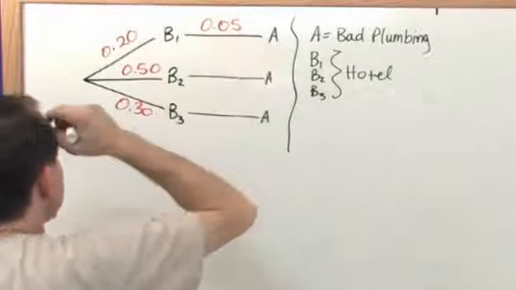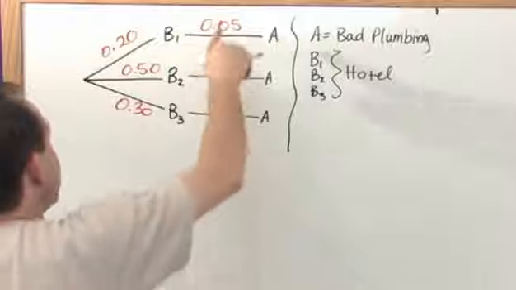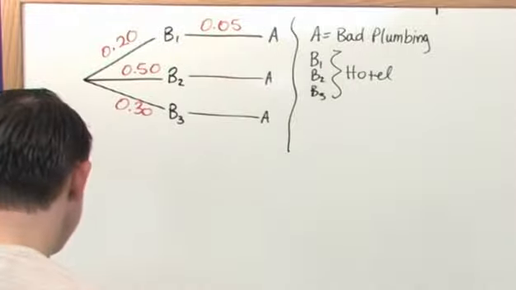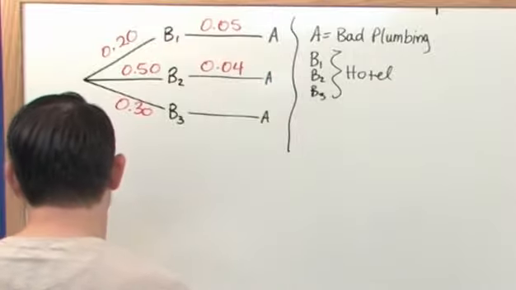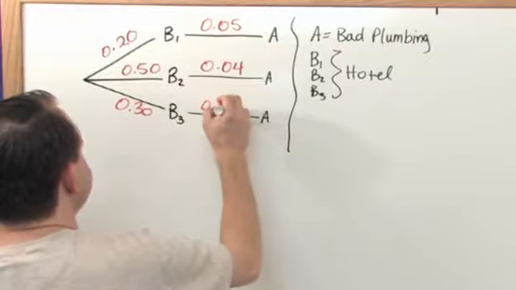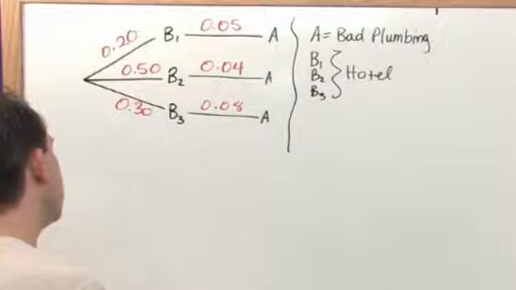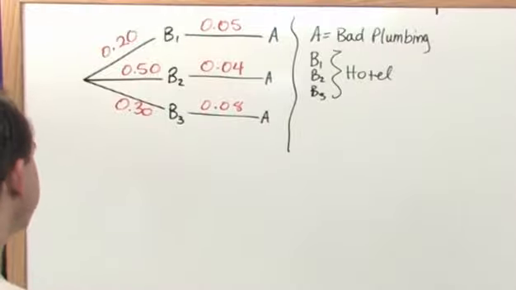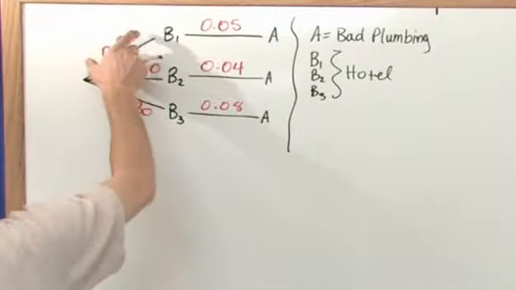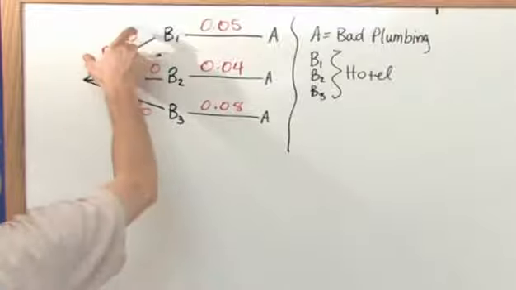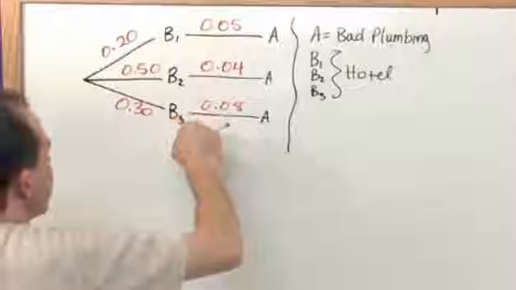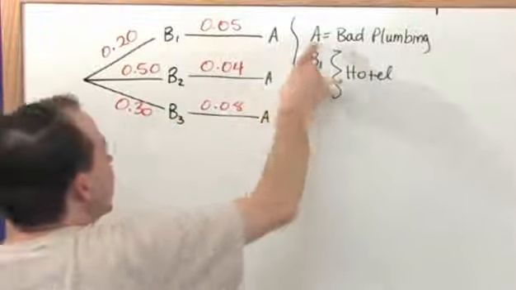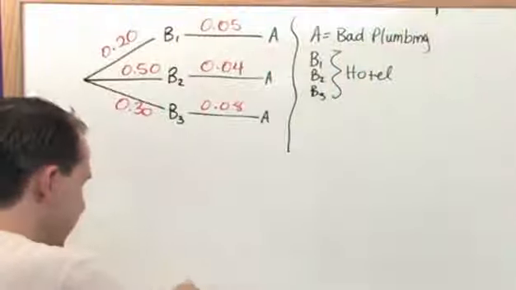And by the way, if you're going to convert percents to decimals, you just move the decimal place 2 points to the left. Okay, 4% of the plumbing is bad there, and 8% has bad plumbing in B3. So it's exactly the same problem as last time. Your family stays in this many, the percentage of people staying in hotels are split up accordingly, and each hotel has a certain probability of having bad plumbing, where the end event is bad plumbing.